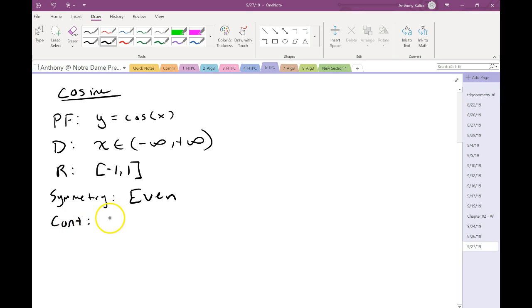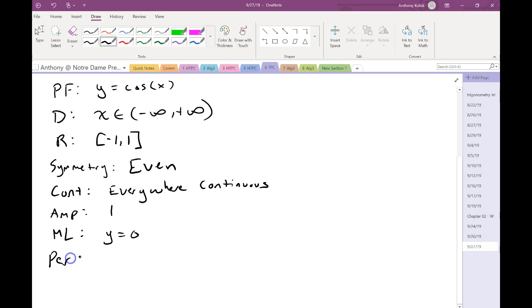We talked about the continuity of sine was everywhere continuous. The same is true for cosine. The amplitude for cosine is 1. The midline is y equals 0. The period is 2 pi. And the frequency is 1 over 2 pi.